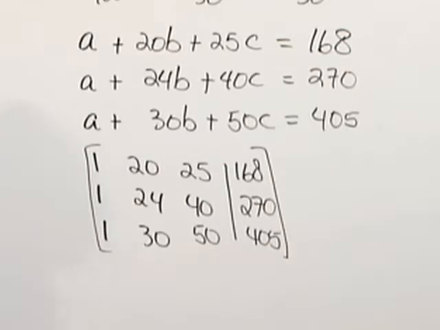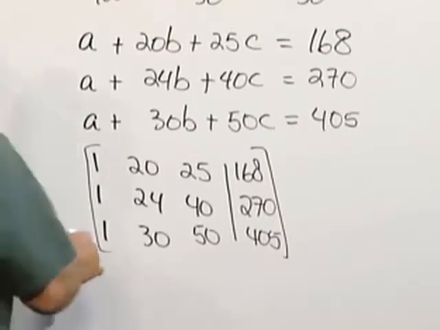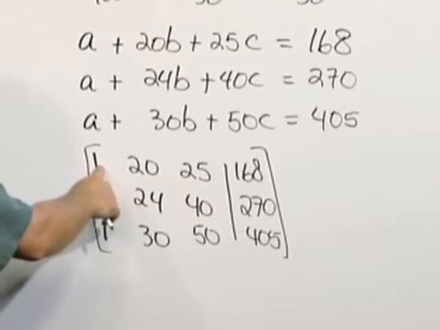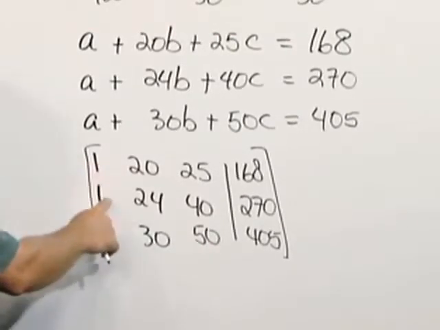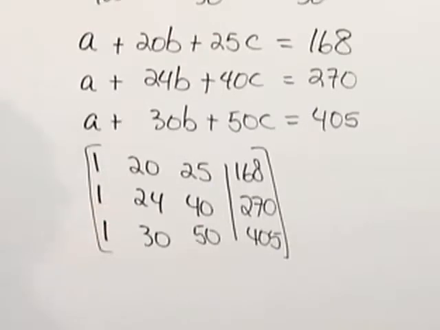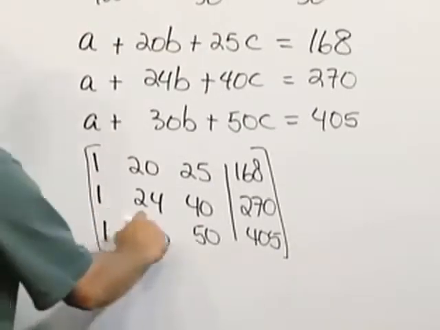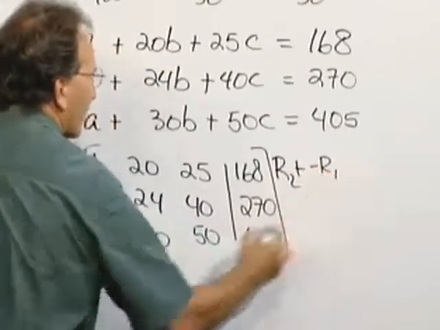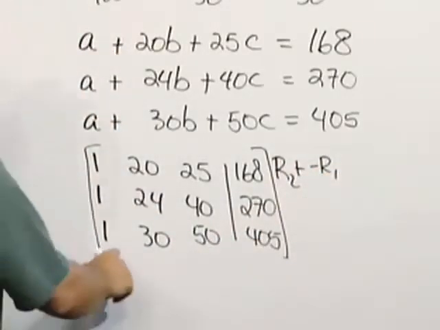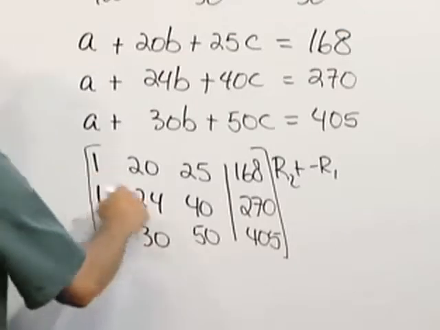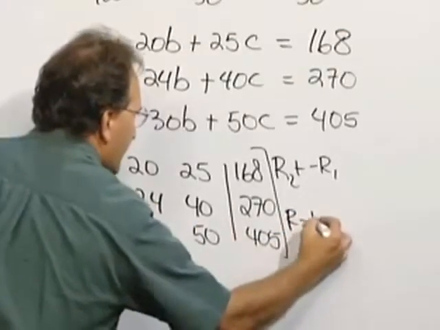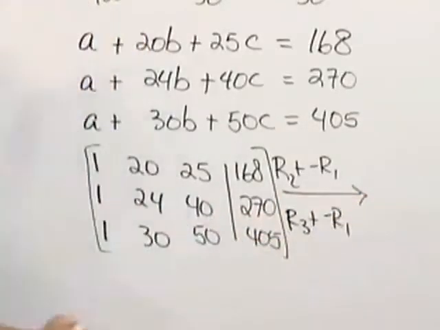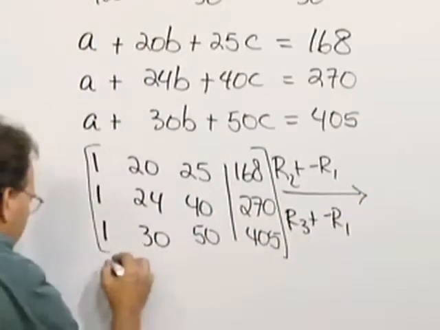And so what we would want to do is create a 1 in this position, which is already there. So that's a good thing. We want zeros here and here, and the way we could do that would be to take row number 2 and add negative row number 1. Take row number 3 and add negative row number 1. So that matrix would then become this.